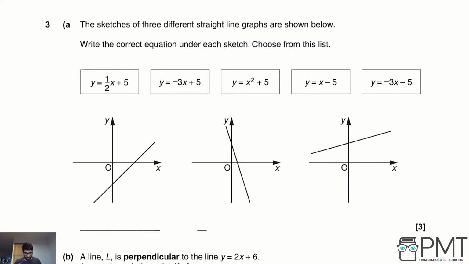Right. Let's look at question 3. We can get information about the gradients, whether they're positive or negative, and also the y-intercepts. So I'm looking to eliminate some of these. Does this one work? You can tell me whether that's an option, because you can see that it has an x squared. This is not a straight line.